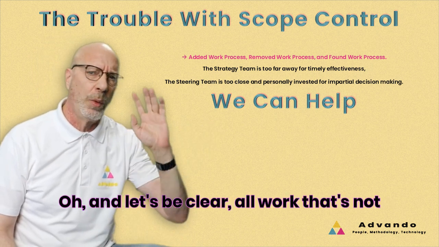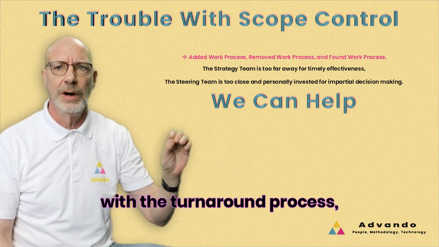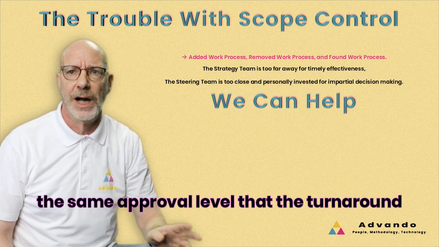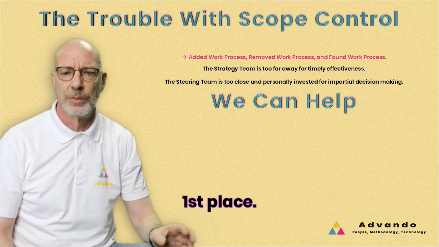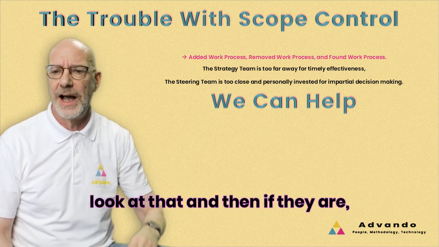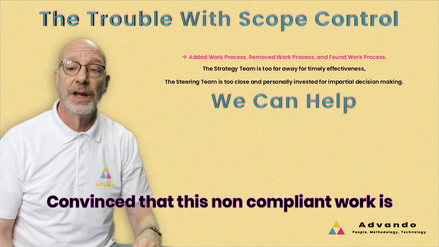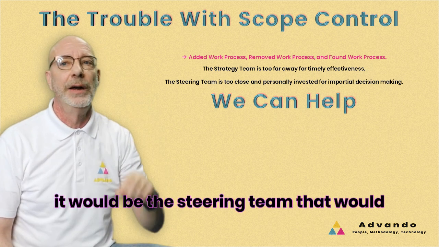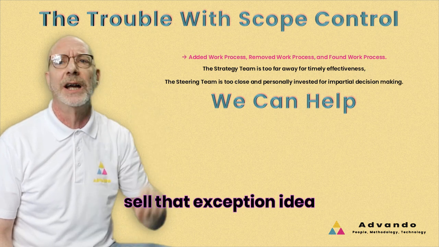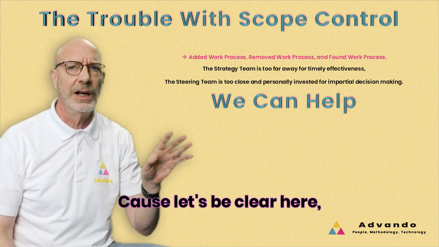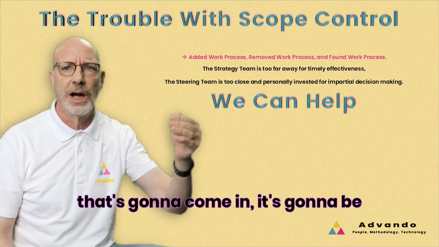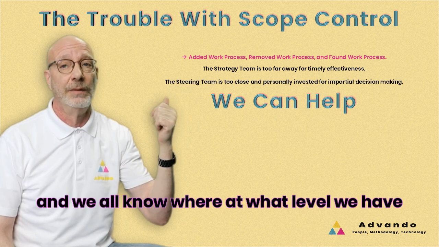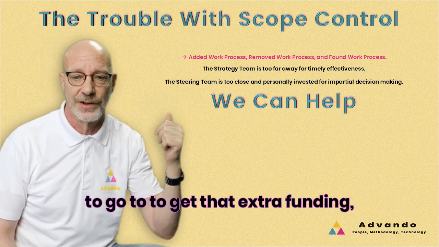And let's be clear, all work that's not compliant with the turnaround process ultimately has to go all the way up to the same approval level that the turnaround master scope list was approved at in the first place. So first, the steering team would need to look at that, and then if they are convinced that this non-compliant work is worthy of exception, it would be the steering team that would sell that exception idea to the strategy team. Because let's be clear, a lot of this work that's going to come in is going to be completely non-compliant to our turnaround process and is going to need some extra funding. And we all know what level we have to go to get that extra funding.